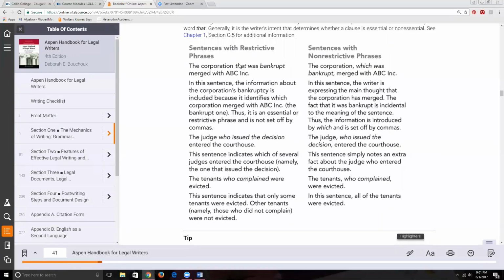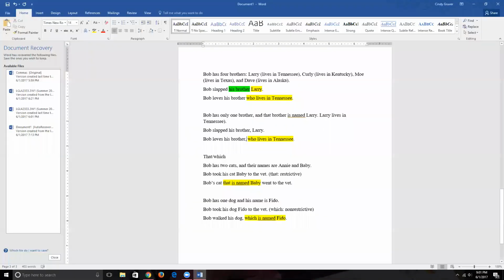Sometimes the way that you know whether a sentence is restrictive or not is by the use of that or which, or by use of commas. Because it might be that when I read this sentence, I don't know how many brothers Bob has. But when I see there isn't a comma here, I know he's got more than one brother, because this is restricting the universe of brothers. So he needs to have at least one brother who doesn't live in Tennessee because of that lack of comma.